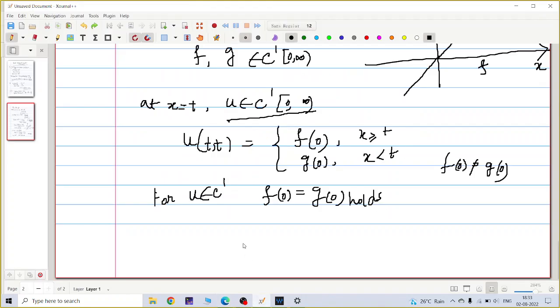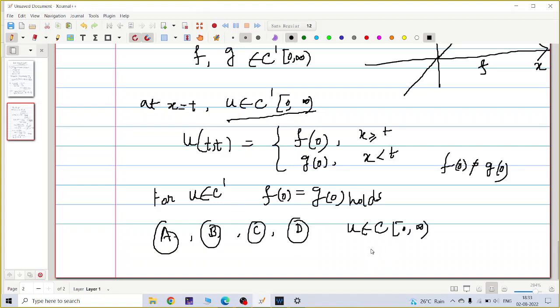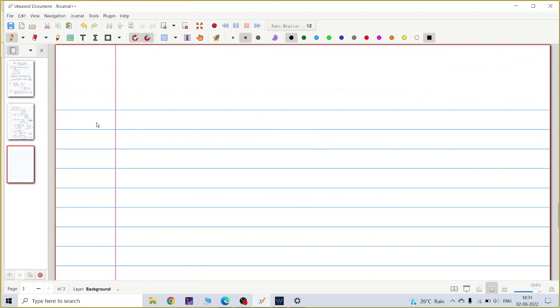So for all options A, B, C and D, f(0) equal to g(0) holds. That is, u is continuous. That means u belongs to C up to this point. But you have to check that u is in C1, right? C1 means its derivative is also continuous. Now I have to check only the derivative case.